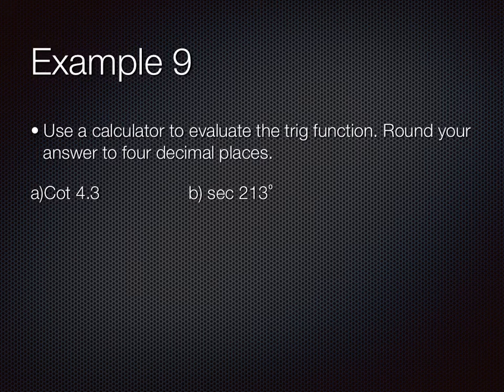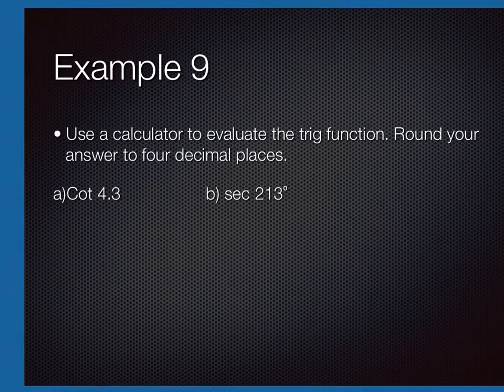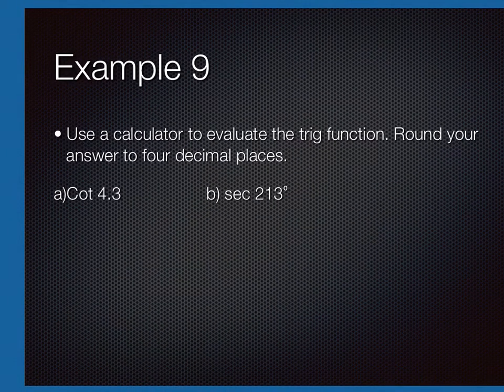Example 9 says, use the calculator to evaluate the trig function, and then round your answer to the 4 decimal places. So we're back to the same type of example we've been doing the last couple sections. Because this is cotangent of 4.3 and there's no degrees on there, this would be in radians. I would do 1 divided by the tangent of 4.3, and again, making sure your calculator is in radians. So 1 divided by the tangent of 4.3 is 0.4375.